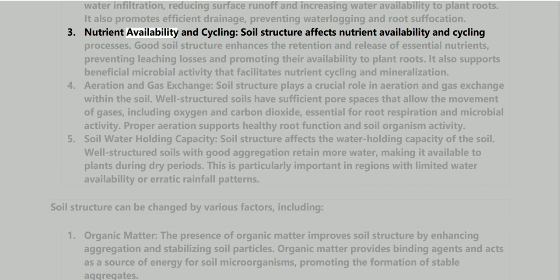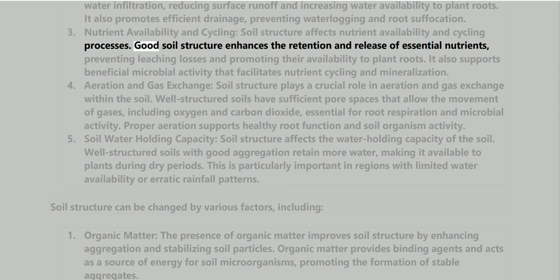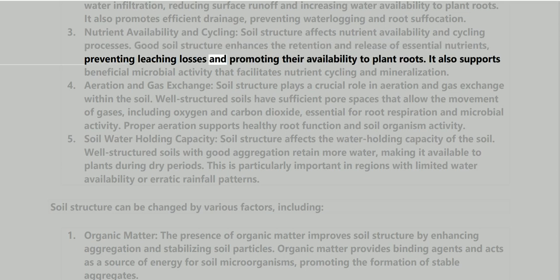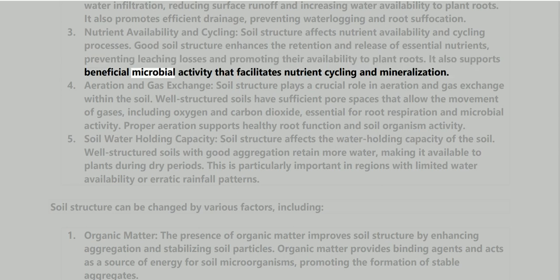3. Nutrient availability and cycling. Soil structure affects nutrient availability and cycling processes. Good soil structure enhances the retention and release of essential nutrients, preventing leaching losses and promoting their availability to plant roots. It also supports beneficial microbial activity that facilitates nutrient cycling and mineralization.